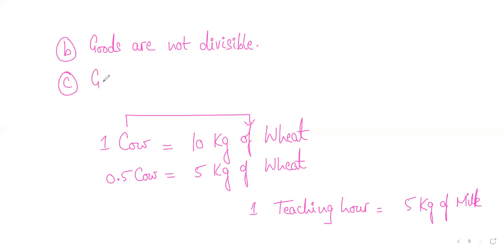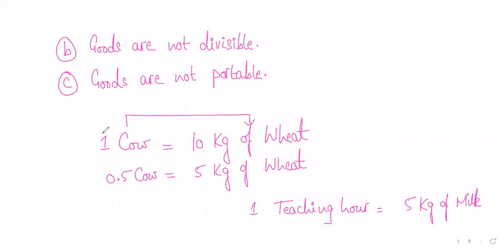Another problem with the barter system is that goods are not portable. Portability means mobility. Portable means how easy it is to transfer a product from one place to another. You must have heard the word portable. Laptops are portable, desktops are not. So goods are not portable.